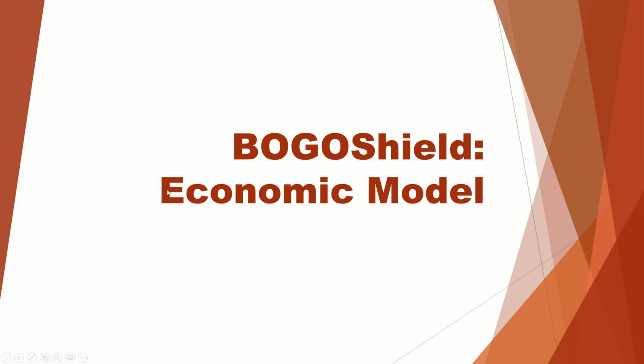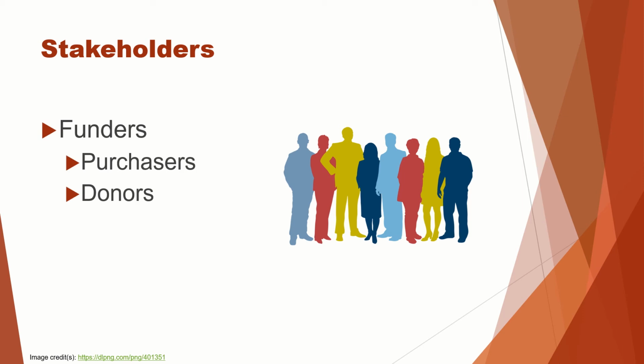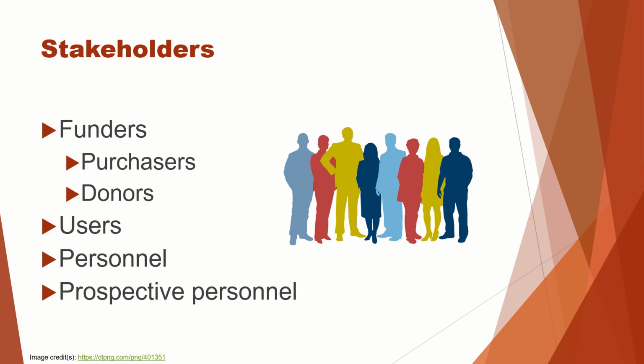Just want to overview our economic model. First off, what we want to run through is our key stakeholders. The key for any economic model is it needs to address the needs of its various stakeholders. First off, we have our funders, purchasers, and donors of our shields. We have the users of our shields, we have the personnel on the BOGOShield team, and then we have the prospective personnel. BOGOShield is set up so that other people can effectively duplicate our enterprises in order to get PPE out in different areas and to get even more PPE out in Toronto.